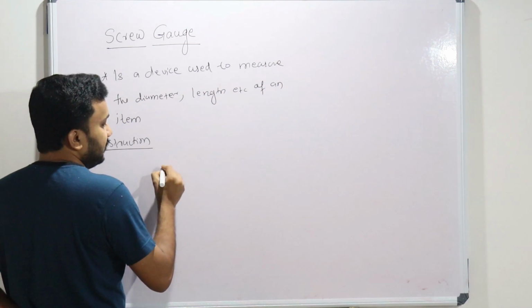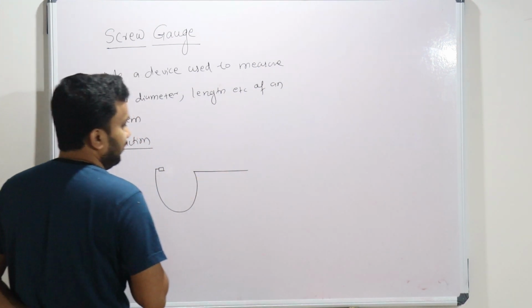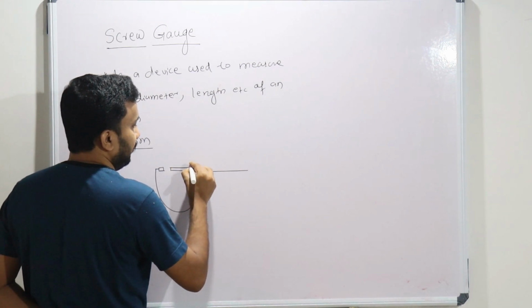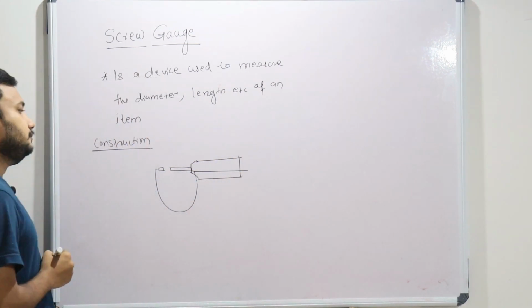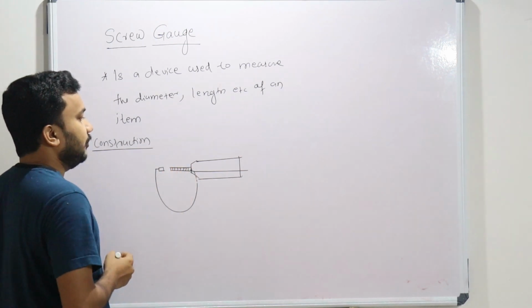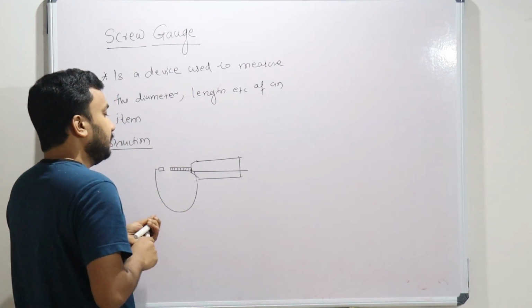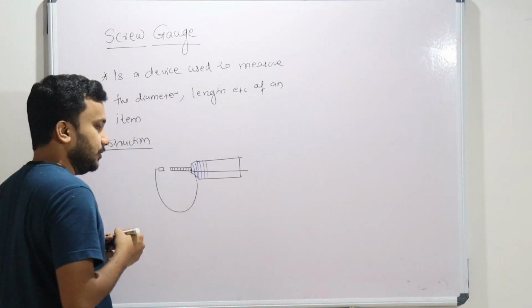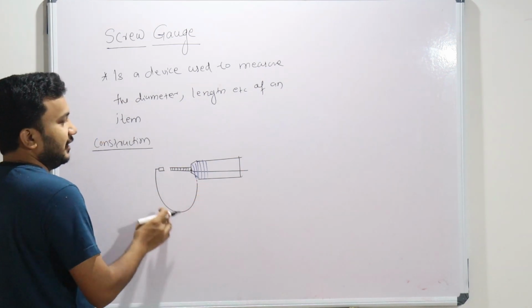So the device looks like this, and I can give a rough pictorial representation over here. What we mainly want to understand from here is, as I told, this is also a device used to measure length, diameter, etc. Here, this part is just a connector, nothing else.